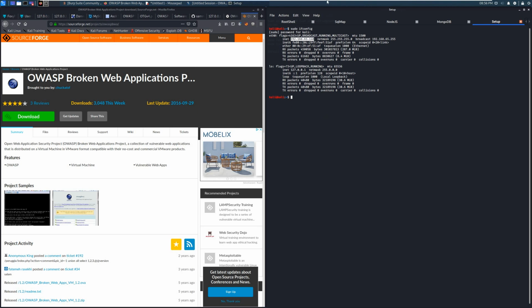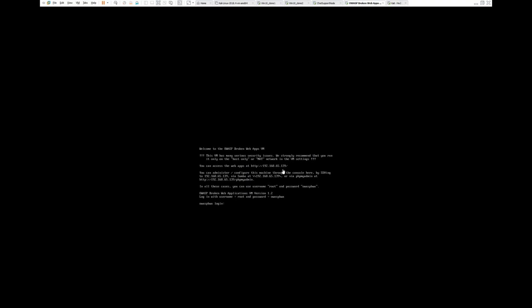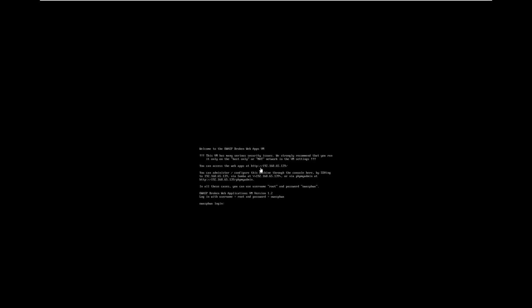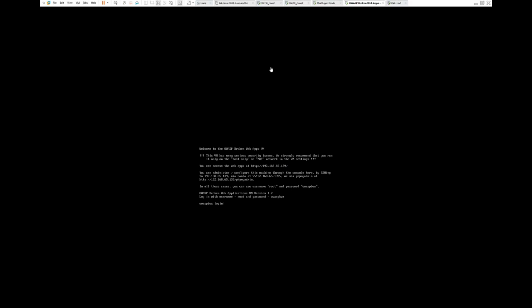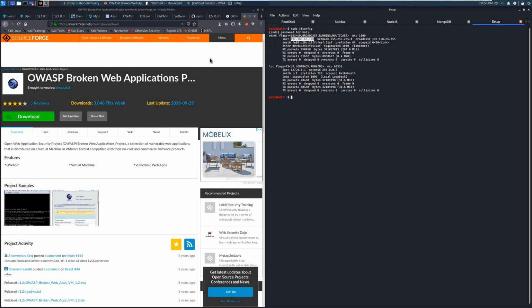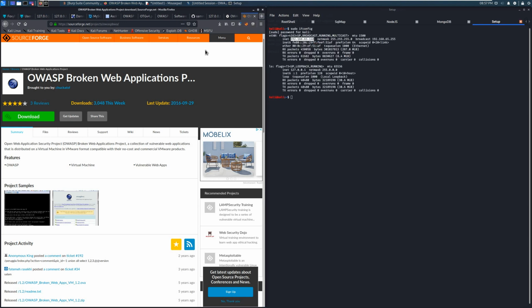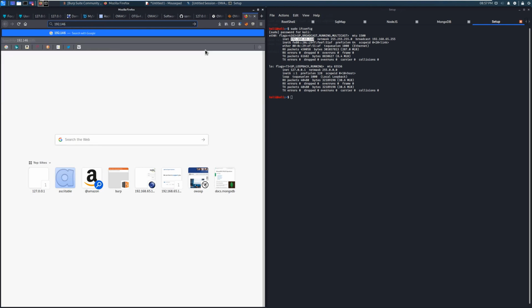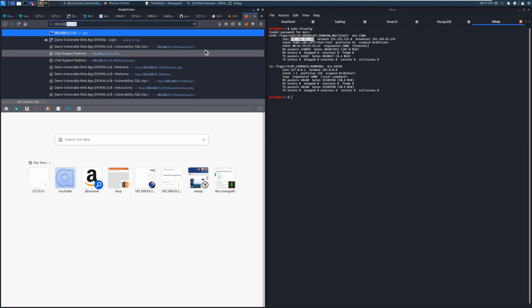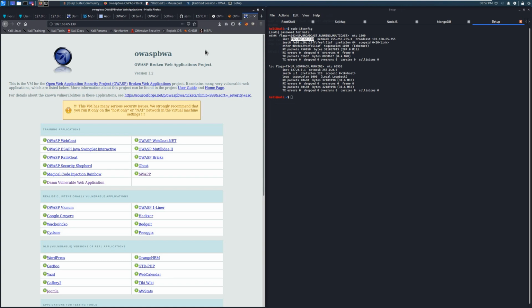And now what is the IP of the OWASP BWA? You can see that they are both in that 192.168.65 subnet. So I just note the IP address of OWASP BWA. I open a browser in my Kali machine. And this is the default page. This is what you want to see, the default page of OWASP BWA.